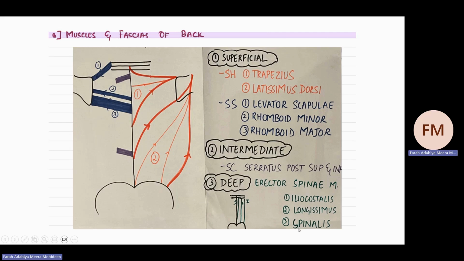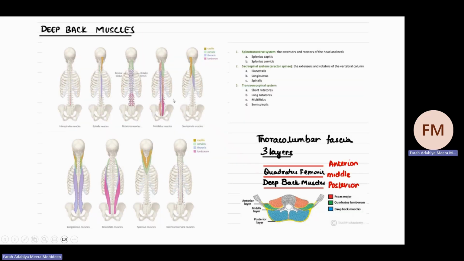You have three sets of muscles here: iliocostalis, longissimus, and spinalis. These three muscles are all together called the erector spinae muscles, and they are in this particular order, from lateral to medial, it is ILS, right? You can see the diagrams here: iliocostalis, longissimus, and your spinalis muscles.